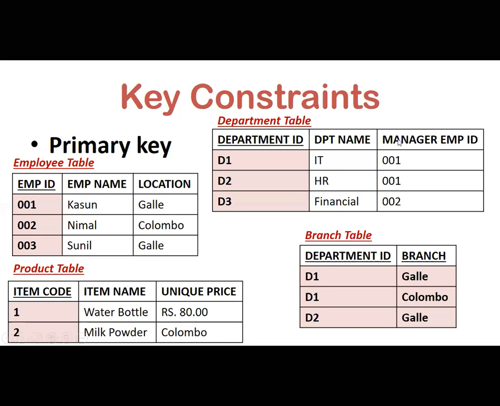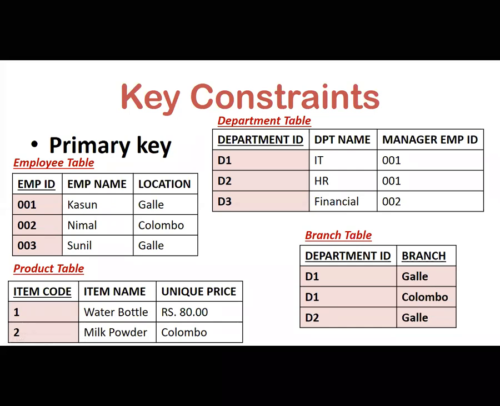If you go to the department table, you can see department ID, department name, and manager employee ID. Who is the manager here? Department D1 is the IT department, and the manager number is 001. Department 2 is the HR division, and he is also manager 001. Department 3 is the financial department, and it is 002.